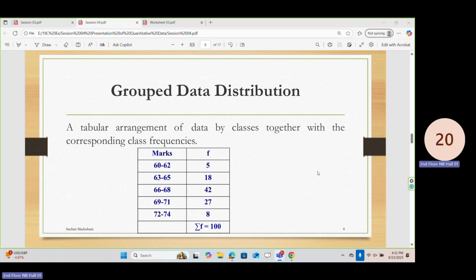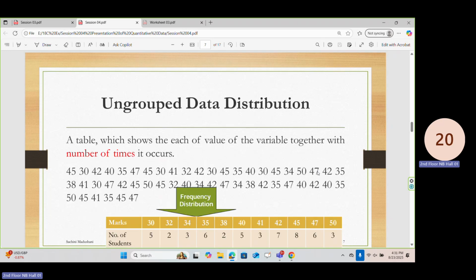Okay. Shall we start now? The next one is, now you have studied the ungrouped distribution. Then we move into the grouped data distribution. In the ungrouped one, we can clearly identify the individual observations. We can identify 30, 32. These are the marks students got.